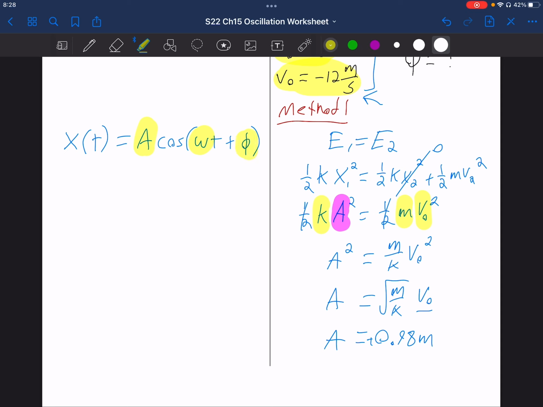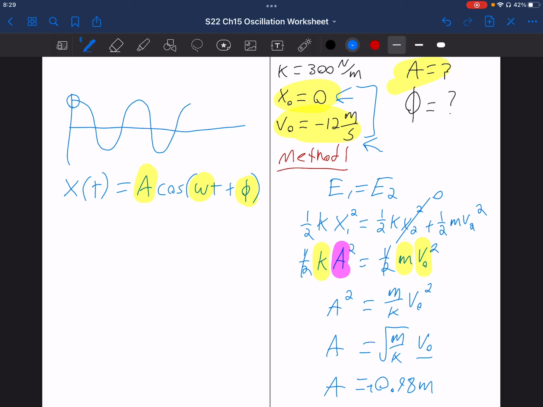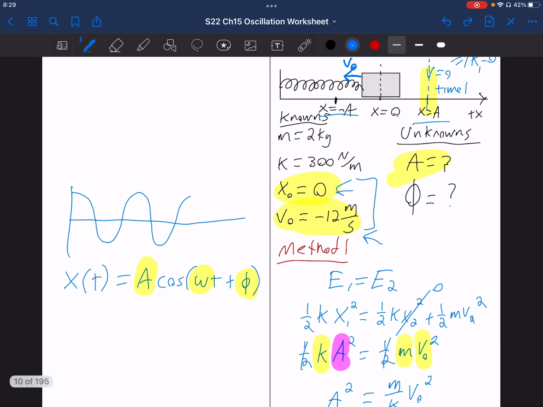So if this is the only equation that has that phi in it, then it's the only one that we're going to be able to use, right? And remember, we have to have this concept of phase angle because a cosine curve looks like this, right? For every cosine, we are at our max position at time equals 0. And that's not the case here, right? At time equals 0, we are at this location, right? We're at x equals 0 at time equals 0.